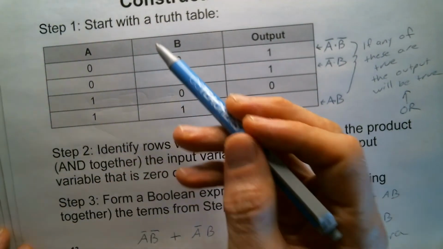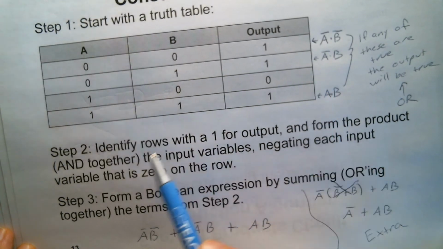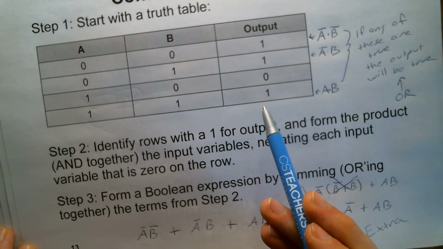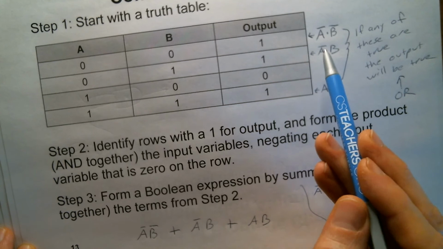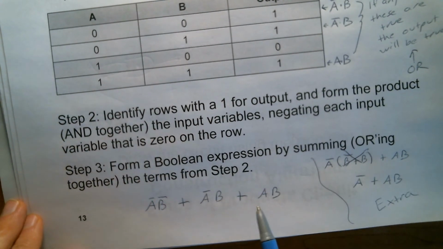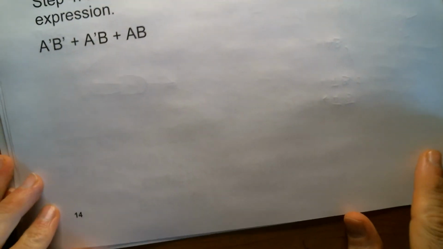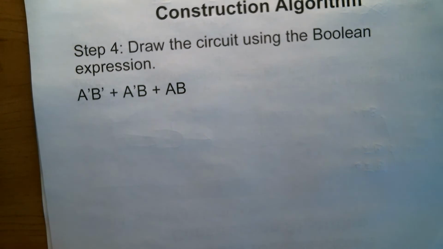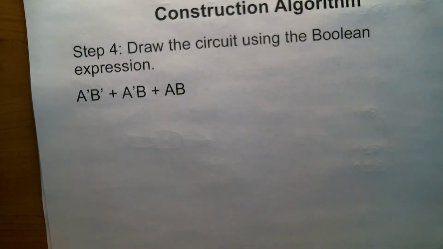All right, so step 1, make your truth table. Step 2, find the rows that are 1s, create these little short expressions. Step 3, OR those expressions together. Step 4, draw your circuit diagram. All right, so that's the 4-step process that we are going to use.